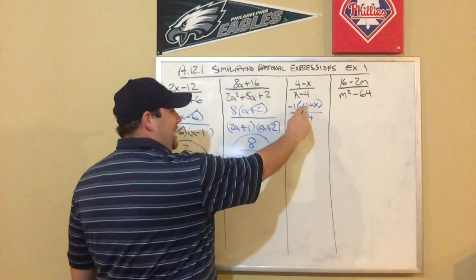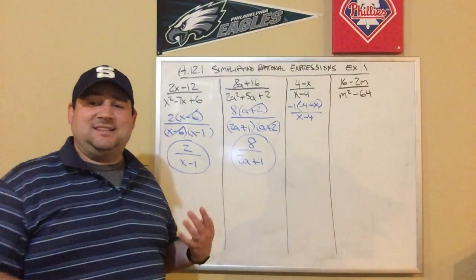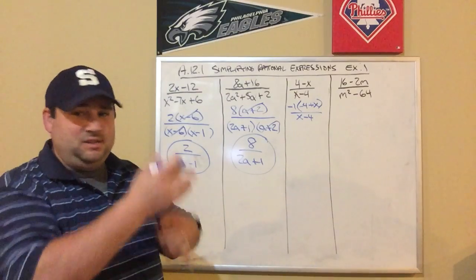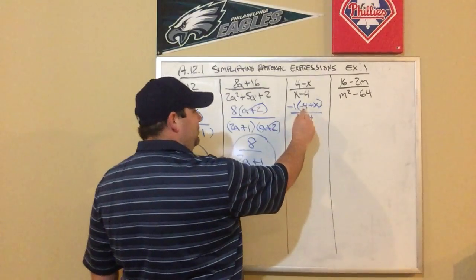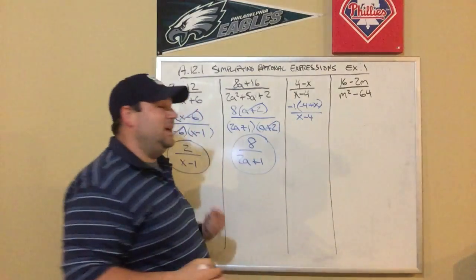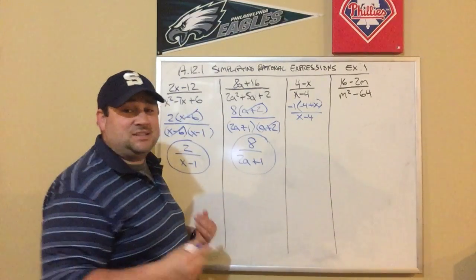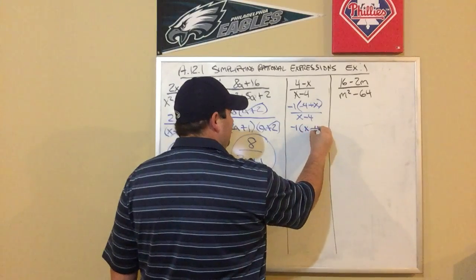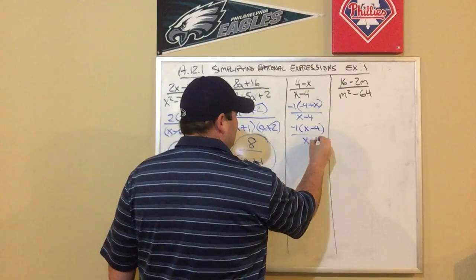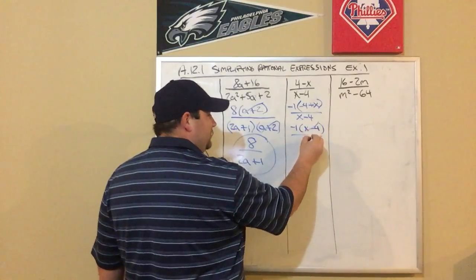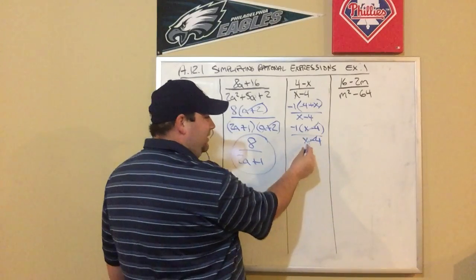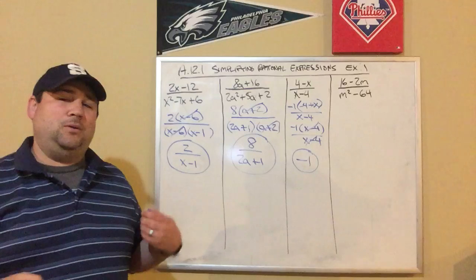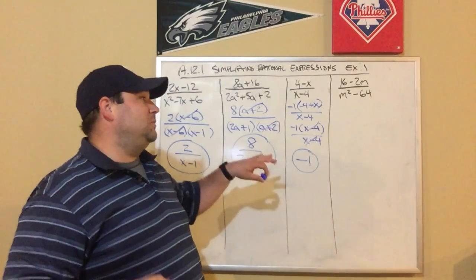Now I want you to look at this negative 4 plus x. Remember, we could flip that around, because addition can be flipped around. Negative 4 plus x would be the same thing as x plus negative 4. X plus negative 4 is the same as x minus 4. So this is the same as that. Now my x minus 4's cancel out, and I just have negative 1 over 1, which is just negative 1.